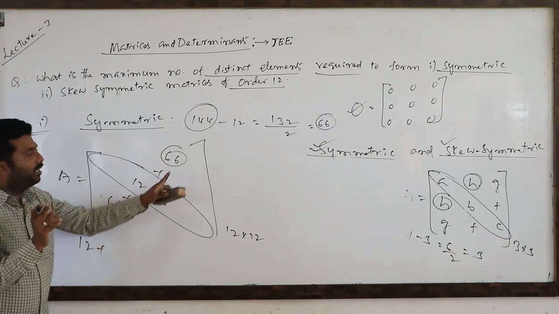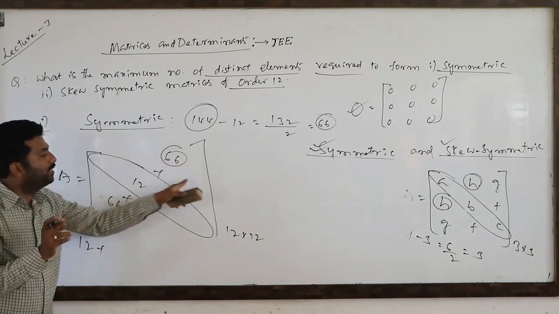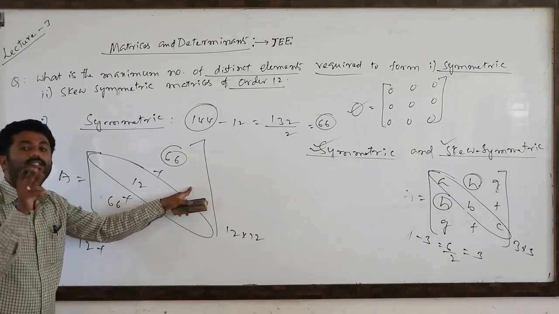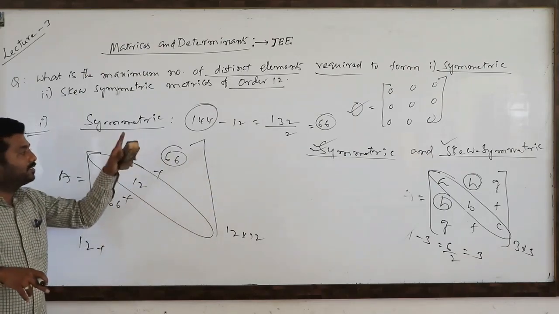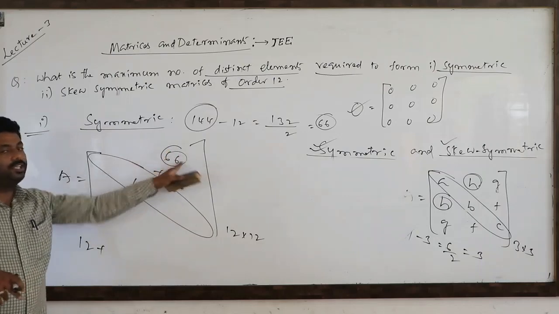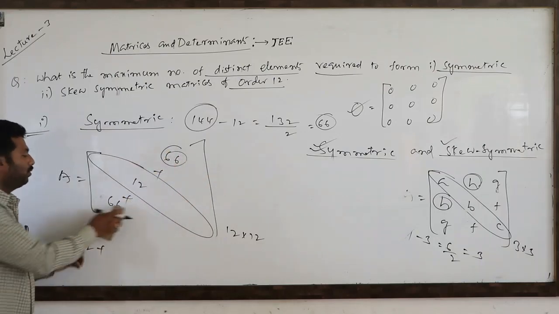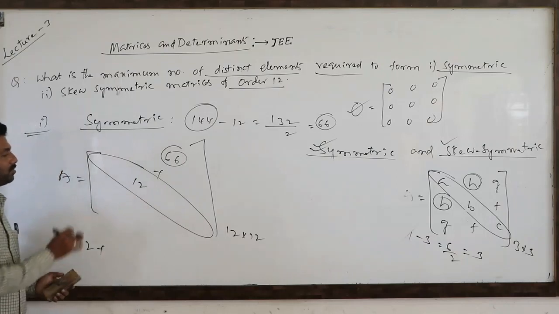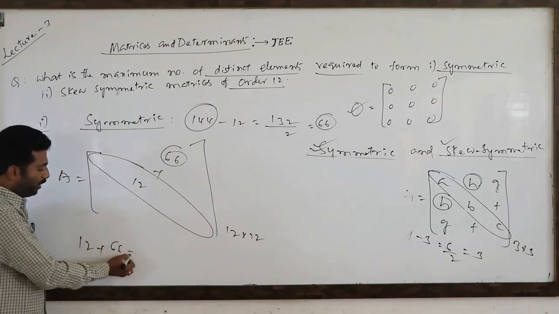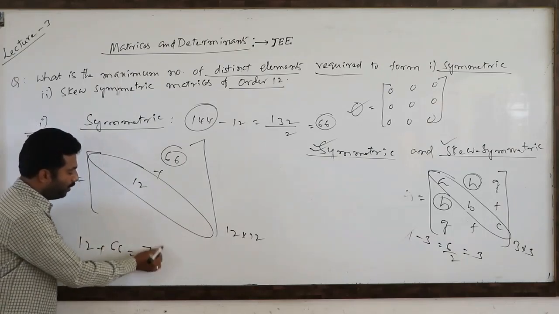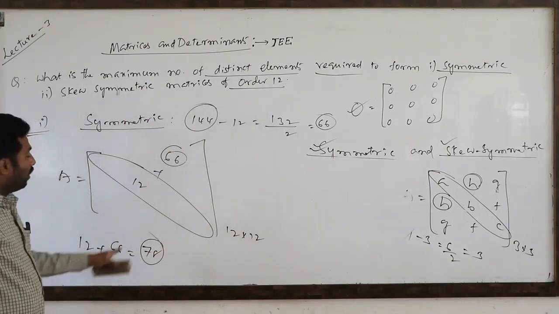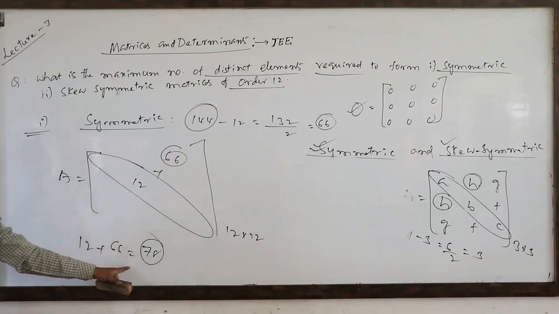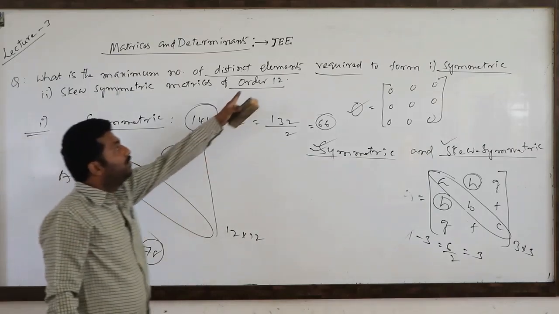But one more point: if it is symmetric, if you fill up these 66 blanks with 66 elements, there is no need to fill up these other blanks, because in symmetry H is the H, G is the G, F is the F like that. So how many distinct elements are required to form a symmetric matrix? 78 elements are required if the order is 12 by 12.